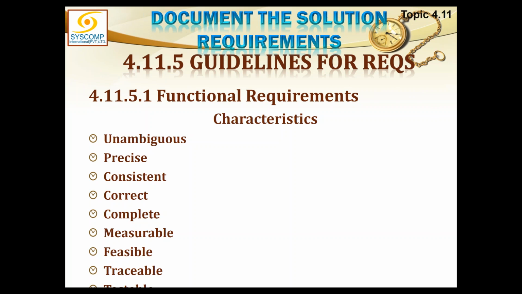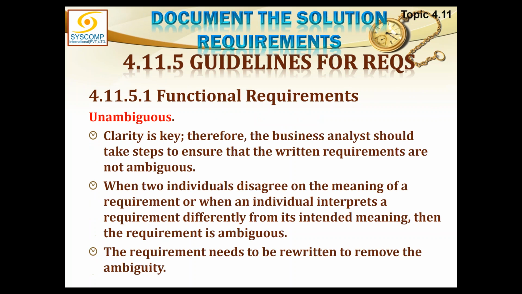And then it should be feasible. Your functional requirement should not be some creative statement. It should be something which could be done, which is feasible to be done. It should be traceable. You could go back and trace it back to the stakeholder or trace it forward to the activity in the project. It should be testable. How would you check whether this requirement has been fulfilled? There must be a test case for that. To explain these, unambiguous means clarity. Business analysts should take steps to ensure that the written requirements are not ambiguous.